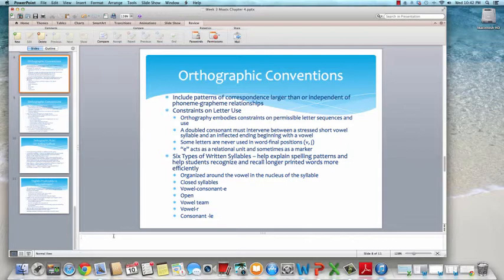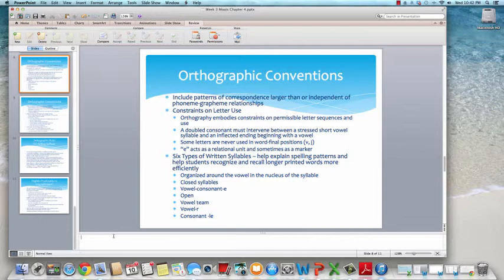A double consonant must intervene between a stressed short vowel syllable and an inflected ending beginning with a vowel. Some letters are never used in final word positions, such as V and J. You're not going to end love, which is to V. You're always going to mark it with that silent E pattern. Same thing with the J. And then E acts as a relational unit and sometimes uses a marker, as it is used in the example I just gave of V, and sometimes in words that end in J. They're not going to end in J, they'll end in J, usually E, or if we're making the J sound in the word, we usually spell it DGE and GE.